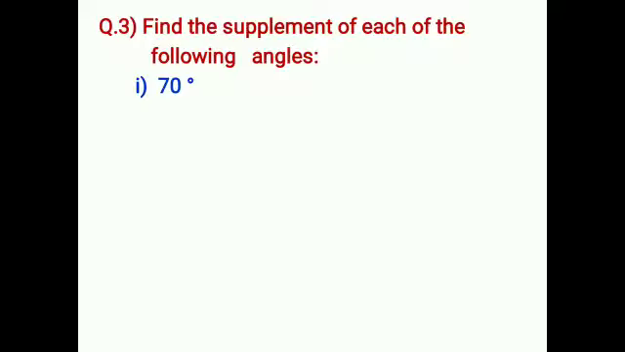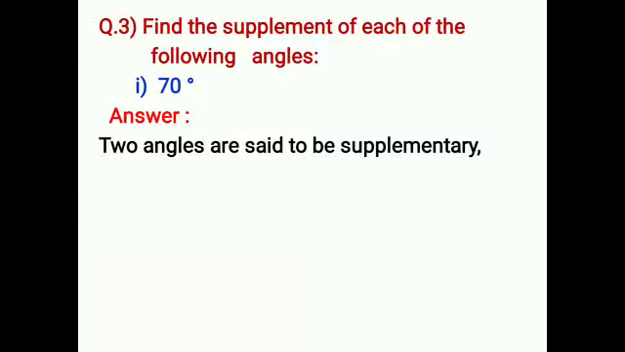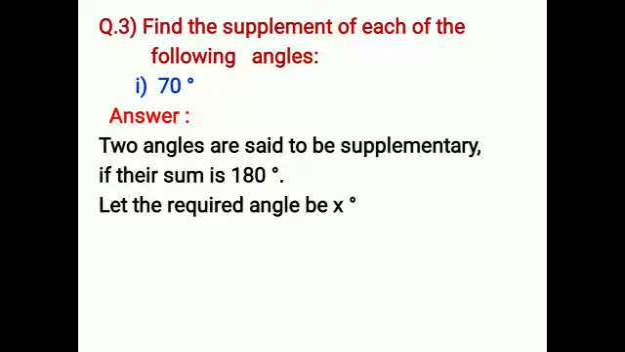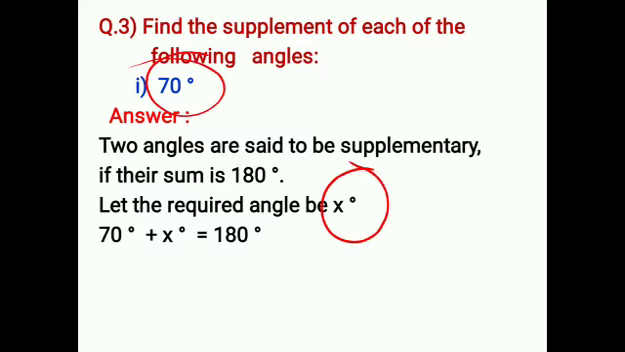First example is 70 degrees. Okay, so we know the concept of supplement. Two angles are said to be supplementary if their sum is 180 degrees. So we have to calculate the supplement of this angle, that is 70 degrees. So first consider, let the required angle be x. We know that the addition of two supplementary angles is 180 degrees.